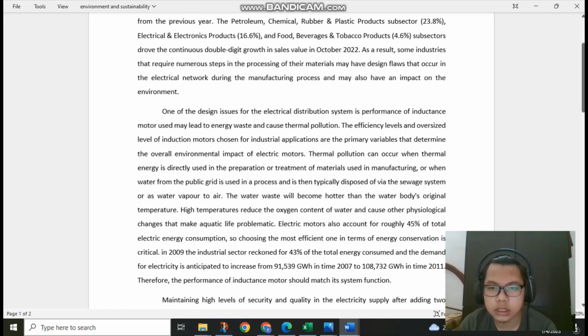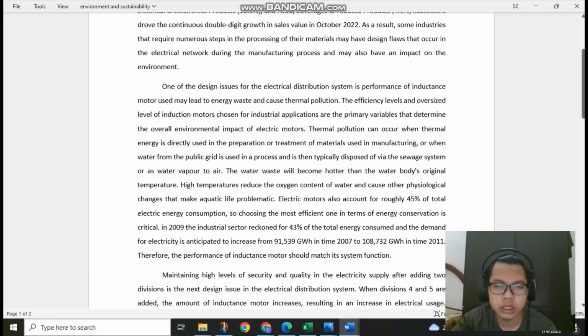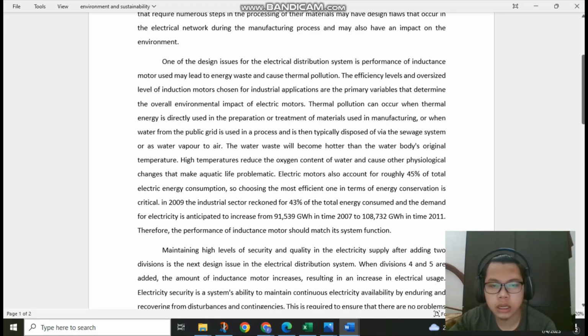This depends on the efficiency level and oversize level of the induction motor used for the specific application in the industry. The thermal pollution will occur when thermal energy is directly used in the preparation or treatment of materials in the manufacturing, or when the water from the public grid is used in the process and typically disposed into the sewage system as water vapor to air. So the wastewater will become hotter than the water body's original temperature. The high temperature will reduce the oxygen and will cause problems to the aquatic life.